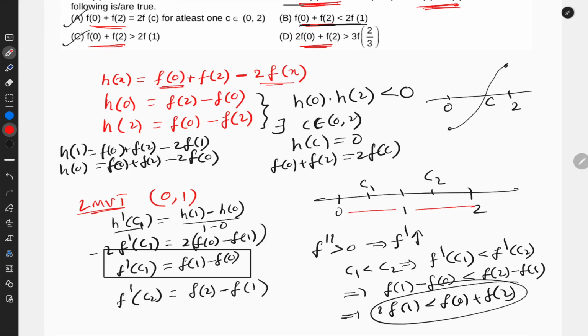This I am leaving to you as homework. Just apply LMVT, because 0, 2 and 2/3 are given. So apply LMVT for 0 to 2/3 and 2/3 to 2. So the 2 parts you applied, then you will be getting that expression also. Right? Okay. Let's look into one more question.